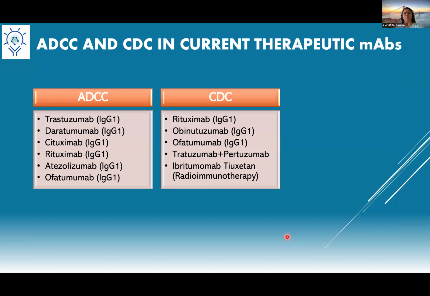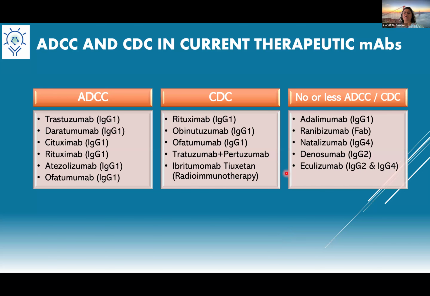Obinutuzumab, ofatumumab. Also, it's an interesting study where combination of trastuzumab and pertuzumab has been shown to bring about more CDC activity. There is another molecule which is ibritumomab, which is a radioimmunotherapy molecule where it binds to CD20 and brings about targeted radiation therapy. And it also brings about the ADCC activity in the cells.